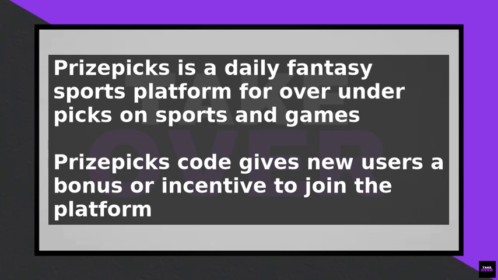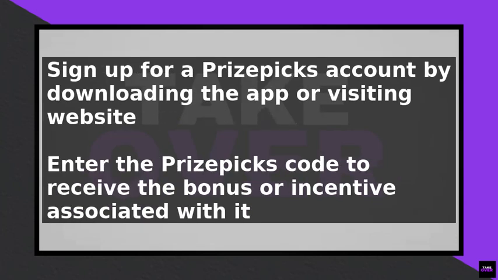First, sign up for a Prizepicks account by downloading the app or visiting the website. Once you have created your account, click on the promo code or referral link section. Enter the Prizepicks code you have obtained, and you will receive the bonus or incentive associated with that code. The bonus can be in the form of free money to place picks or a match on your initial deposit.